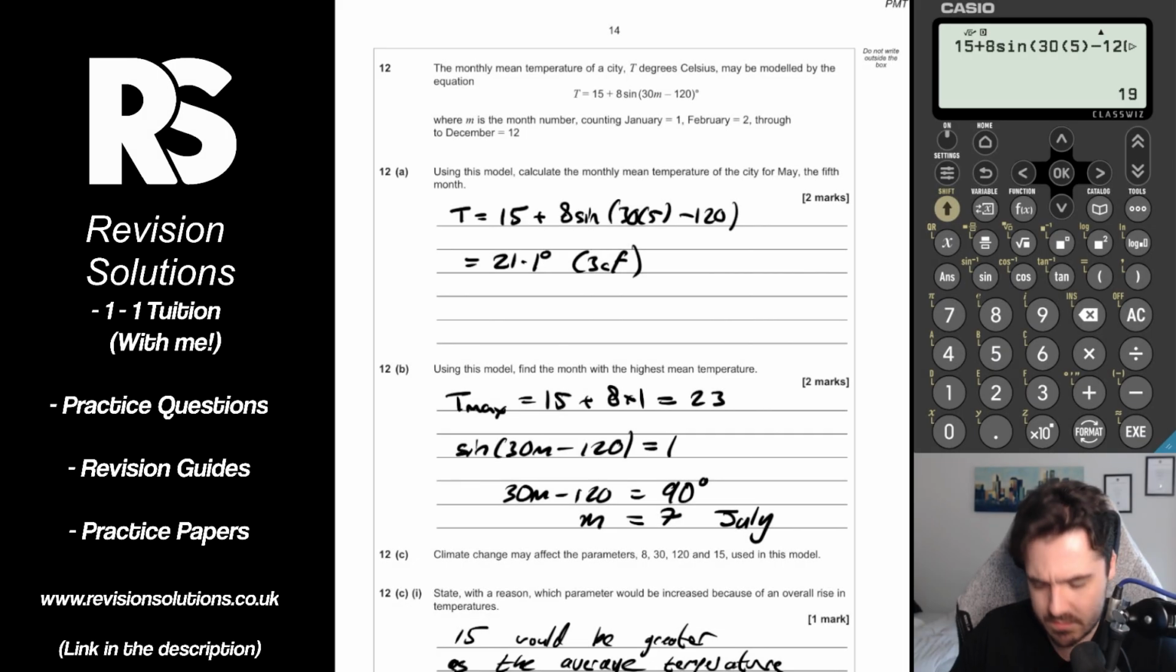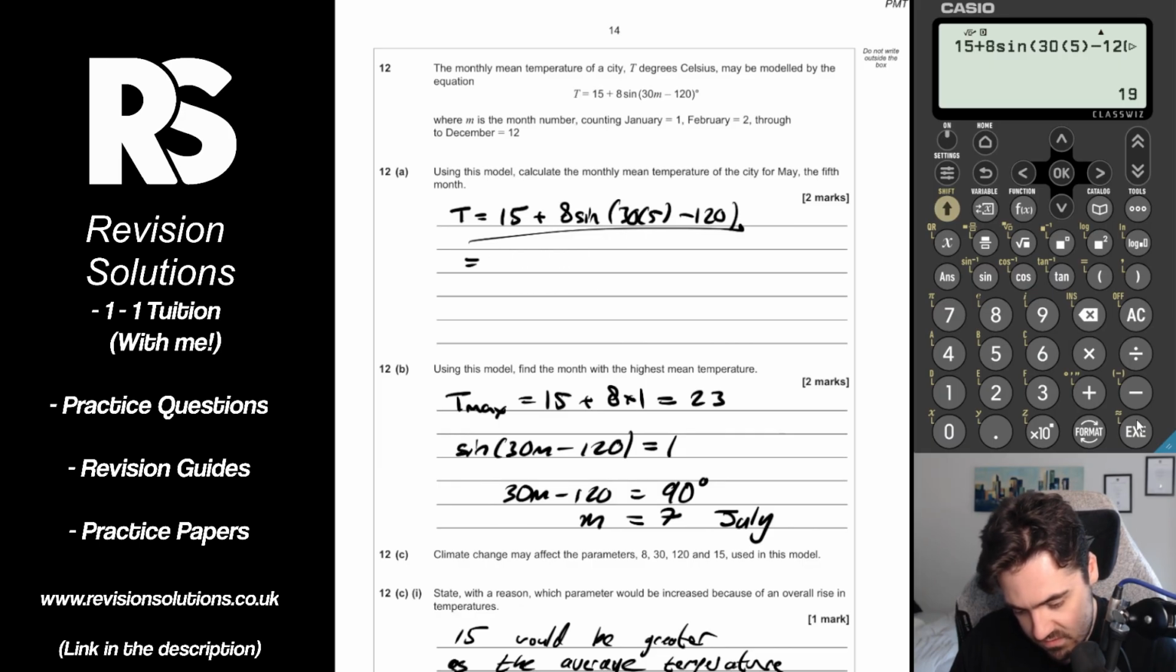Okay, just making a quick correction. Somehow I managed to type something in here wrong. Sorry, guys. This is the correct line of working, but I must have just typed in the calculator wrong. So this is what I've typed in again now, which is the same line of working you can see. And if you execute that, it gives you 19 degrees exactly. So that answer should have been 19 degrees.